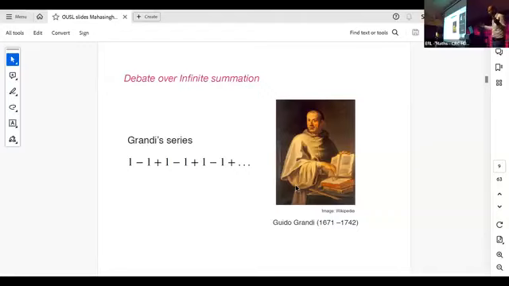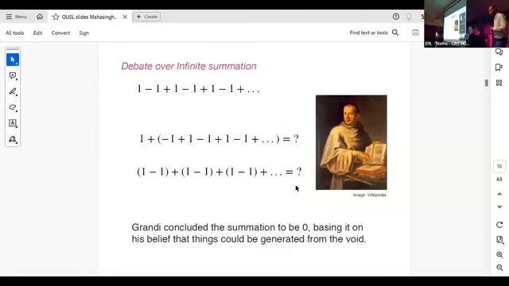And actually, you see this Guido Grandi. So he was a priest as well. He was an Italian mathematician, and also he was a priest. So he gave this solution. And do you see that actually you can sum it up in alternative ways?